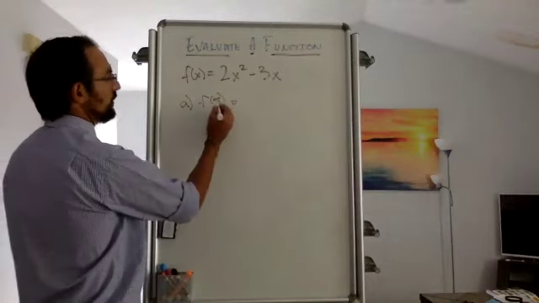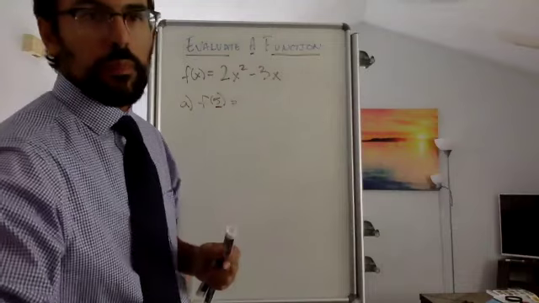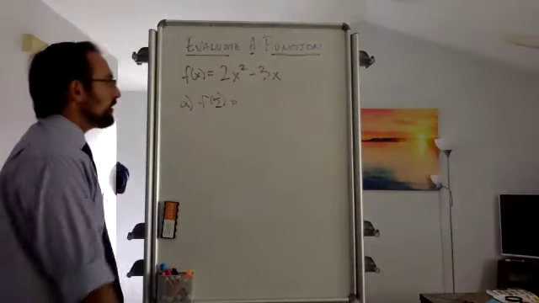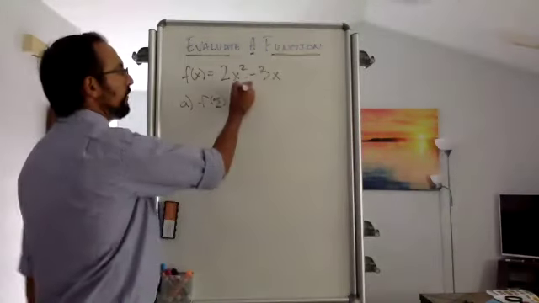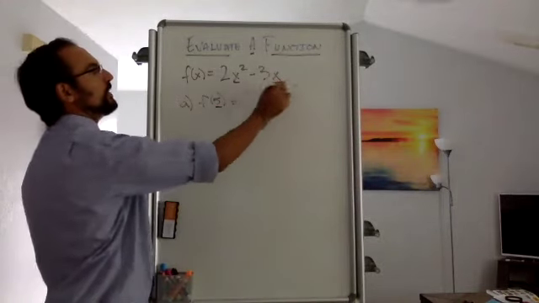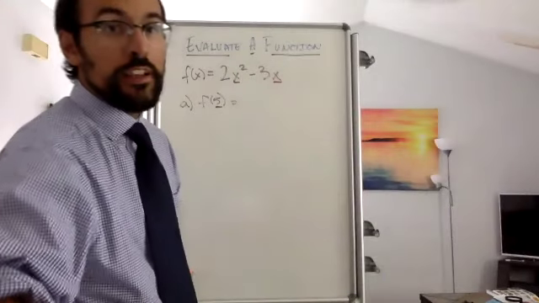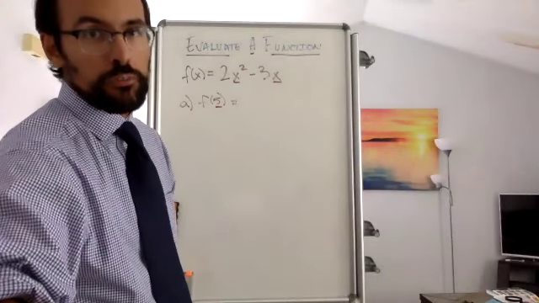So I'm not going to show you how to do this. All you gotta do here is take this 5 and plug it in for every x here. So you'll have 2 times parentheses 5 squared minus 3 times parentheses 5, then calculate your final value. It's literally as simple as that when you're plugging in a number.